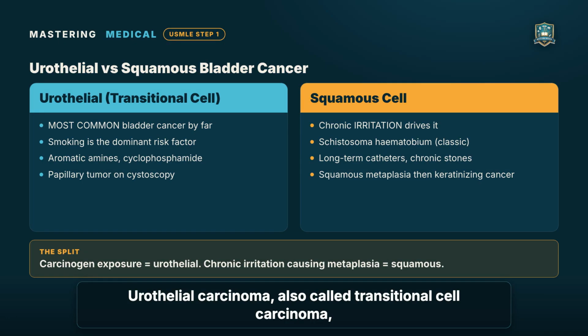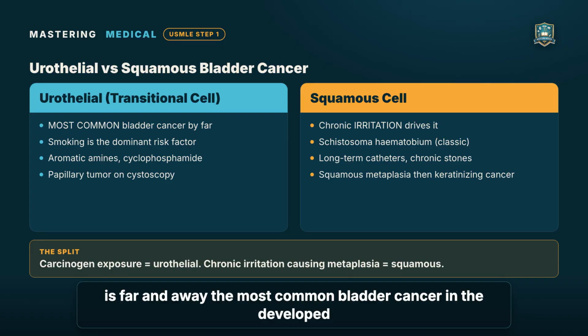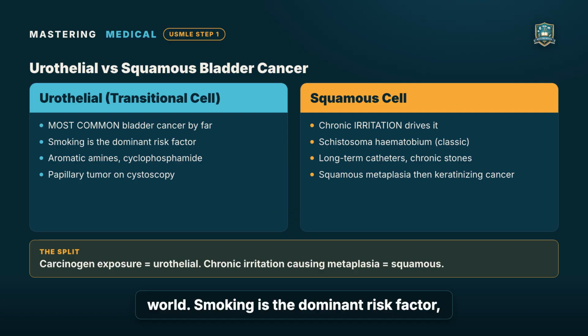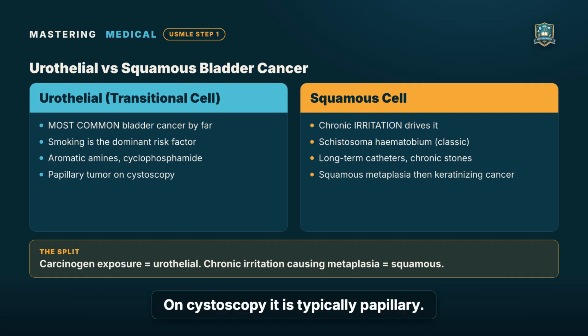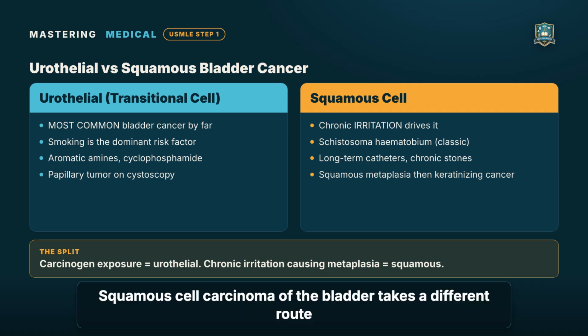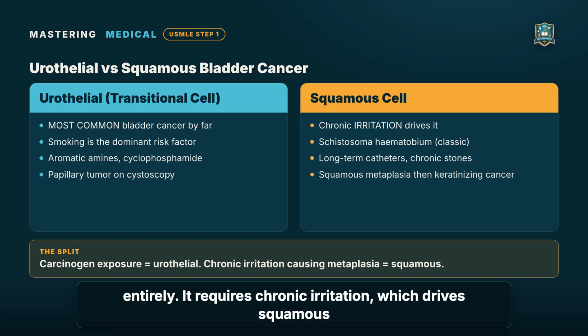Urothelial carcinoma, also called transitional cell carcinoma, is far and away the most common bladder cancer in the developed world. Smoking is the dominant risk factor, followed by aromatic amines, cyclophosphamide, and phenacetin. On cystoscopy, it is typically papillary. Squamous cell carcinoma of the bladder takes a different route entirely.